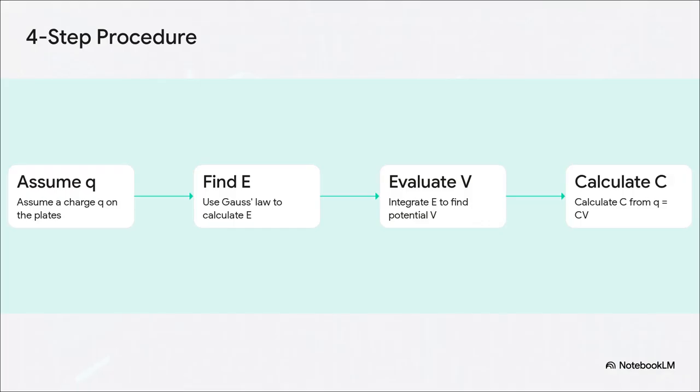In our lab, we follow a really strict standard operating procedure. Whenever we design a new geometric build for a capacitor, we calculate its capacitance using 4 rigid steps. First, we just assume a charge Q has been placed on the plates. Second, we use Gauss's law to link that enclosed charge to the surrounding electric field, E. Third, we integrate that field to evaluate the potential difference, V. And finally, we just calculate C by dividing Q by V. It's basically a perfect, foolproof diagnostic loop.